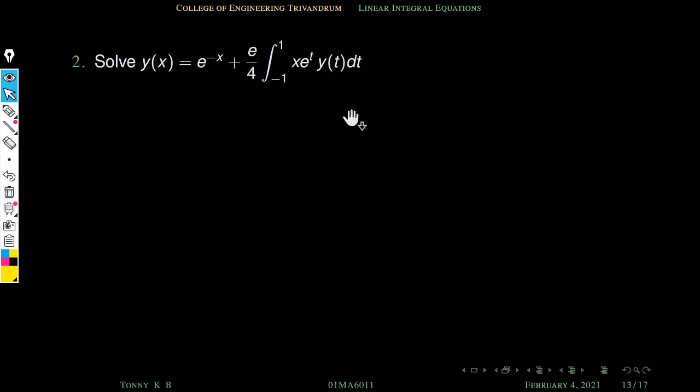So next problem, solve y of x is equal to e raised to minus x plus e by 4 integral minus 1 to plus 1 x e raised to t y of t dt. Okay.